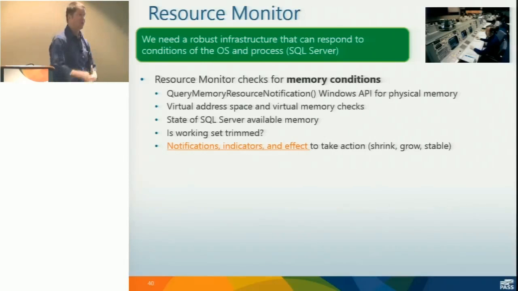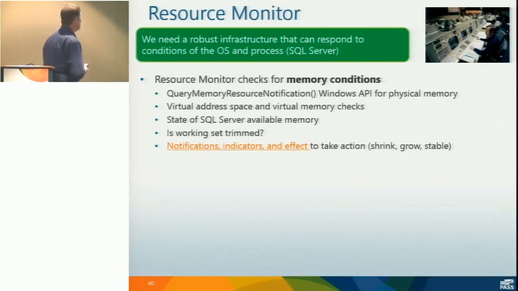So Resource Monitor is running all the time, and every time it runs, it goes and says, let me make this function call to ask Windows, am I low or high in physical memory? In addition, specifically for 32-bit situations, we need to check to see, are there any problems with the virtual address space? Are we low on the virtual address space? And also, are we low on virtual memory itself? Perhaps maybe a page file misconfiguration.